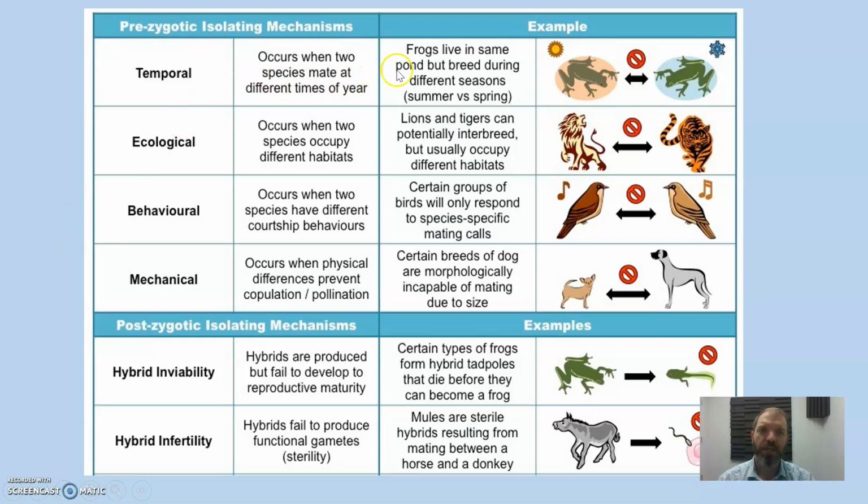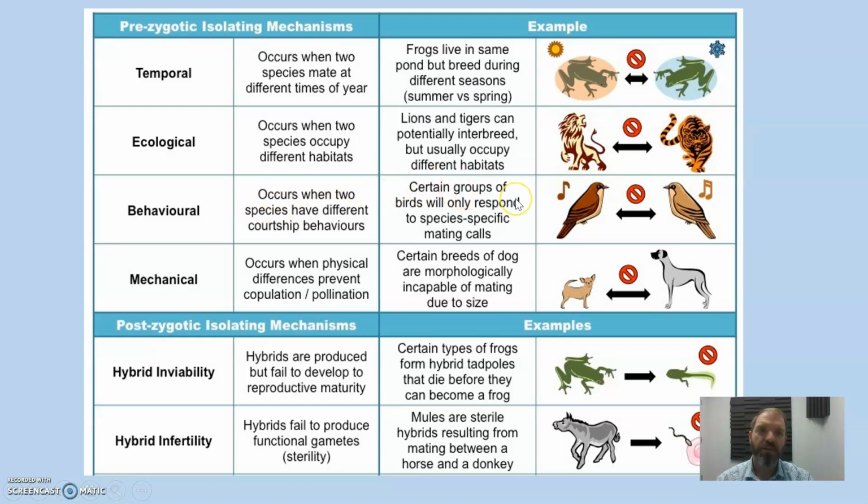So for example, if two populations mate at different times of year, we might call that temporal isolation. So these two frogs are not part of the same gene pool because they won't breed with each other, because they breed at different times. You could have ecological or geographic separation. Again, that would mean that the two don't interbreed even if they could.